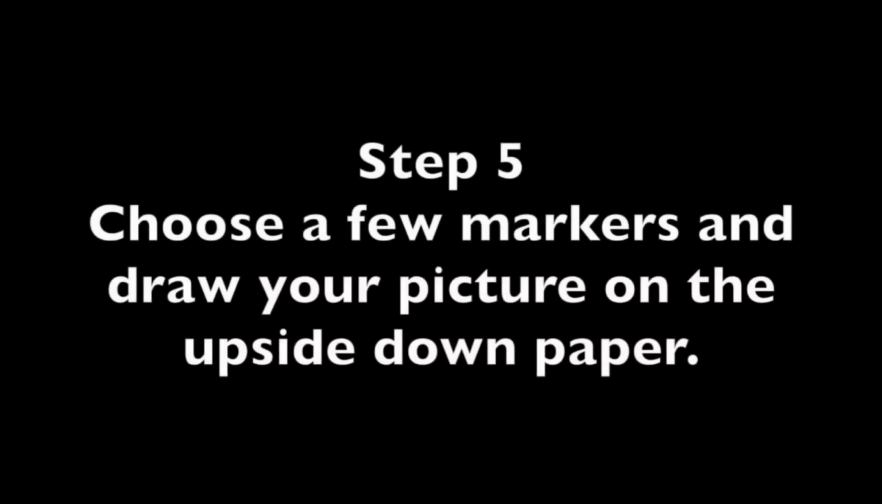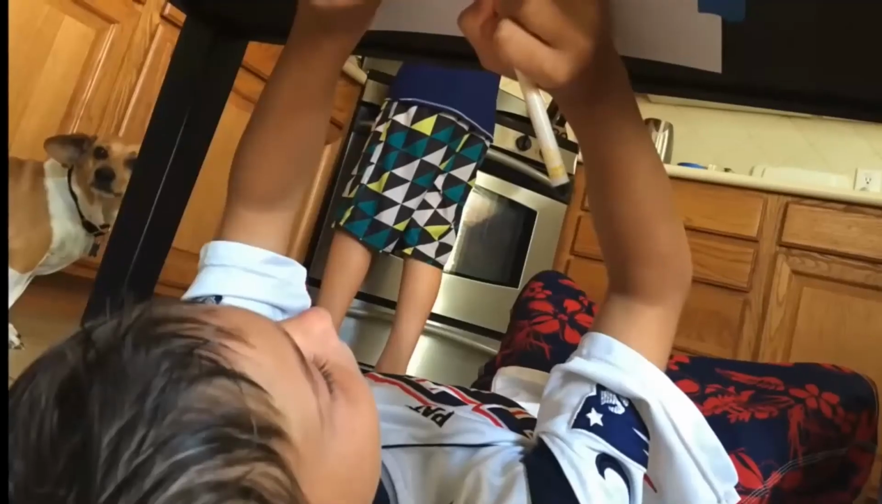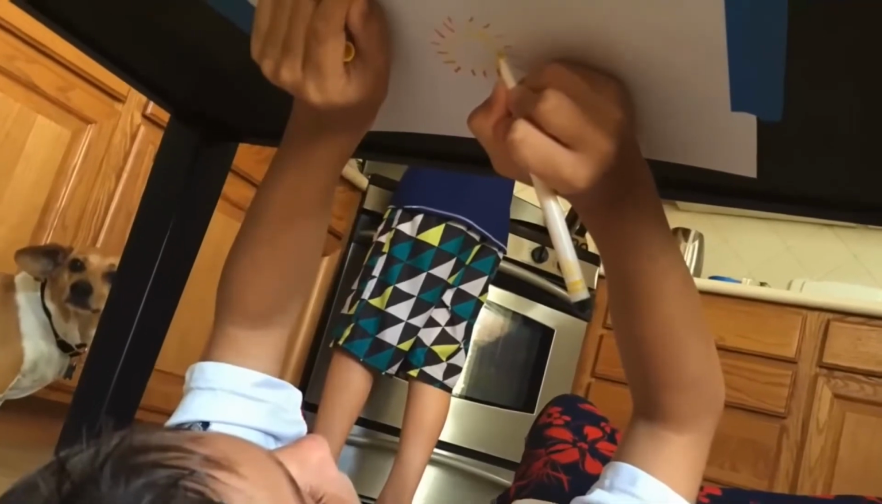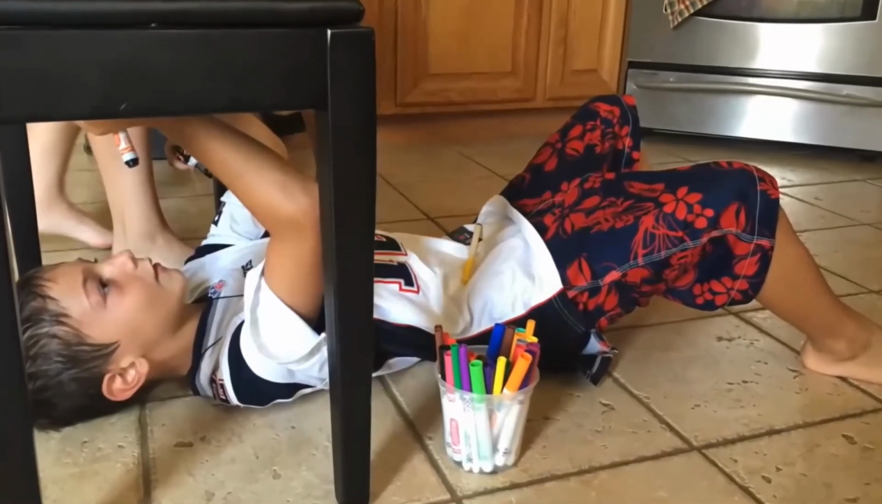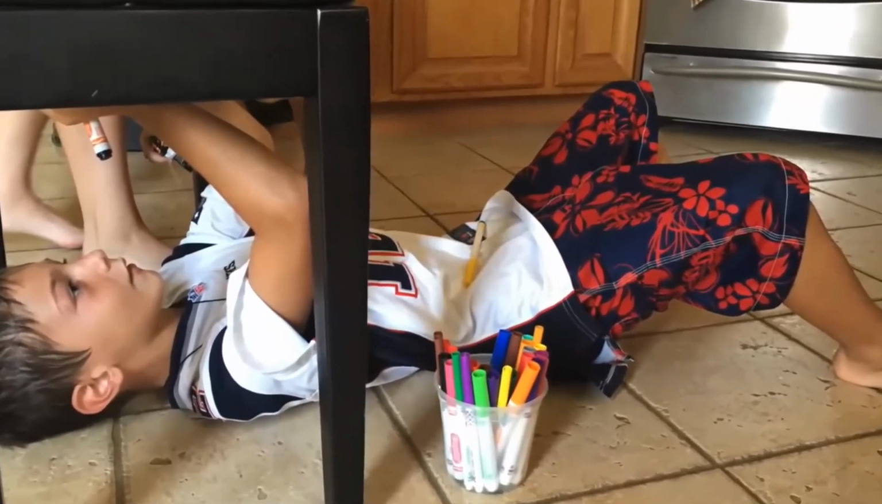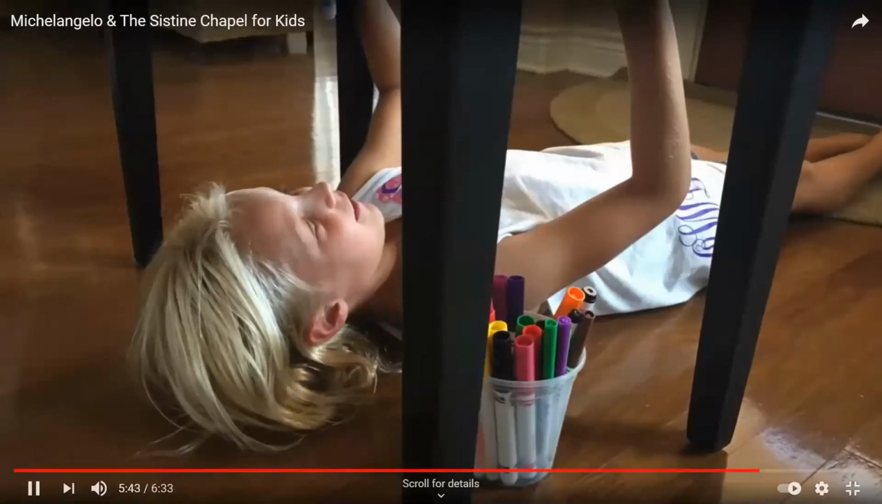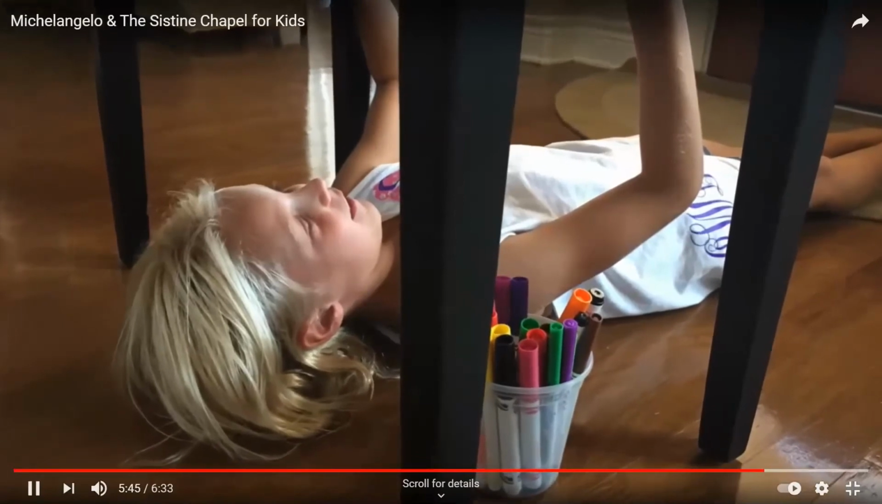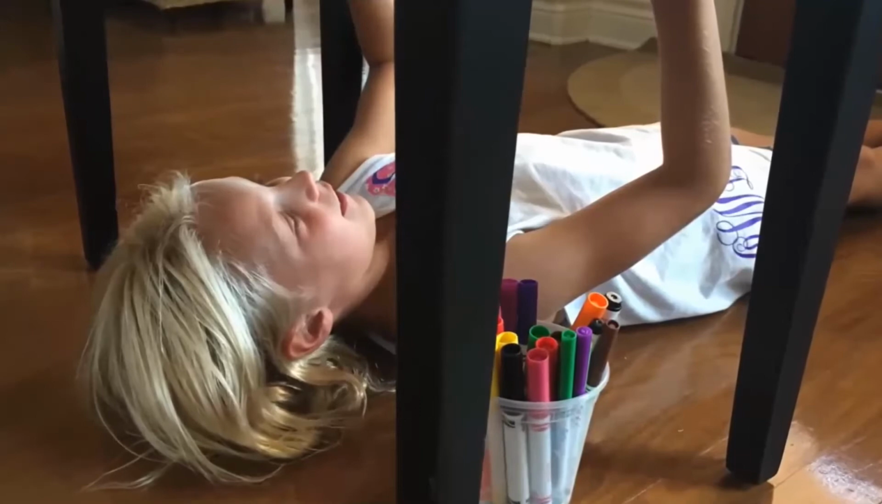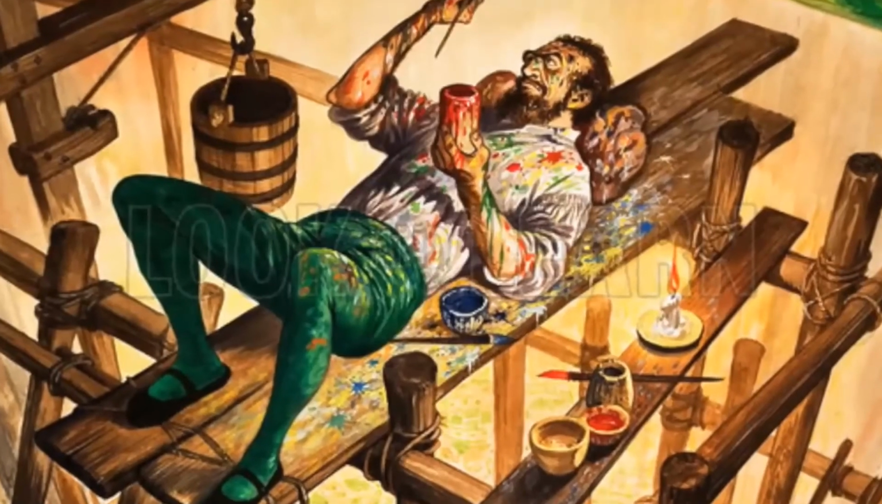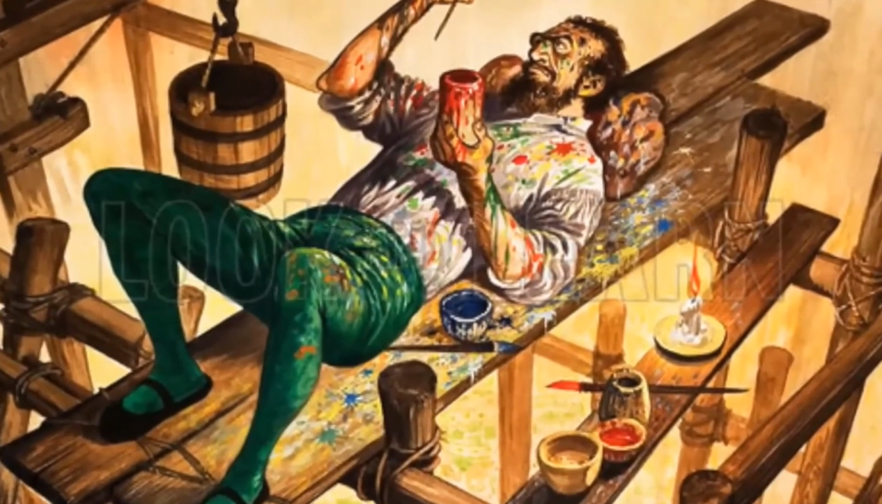Step 5. Choose a few markers and draw your picture on the paper while lying upside down. Remember that this project is not about creating a super detailed or perfect work of art. Rather, this project allows you to experience what it must have been like to be Michelangelo and figure out how to create art on an upside down canvas.